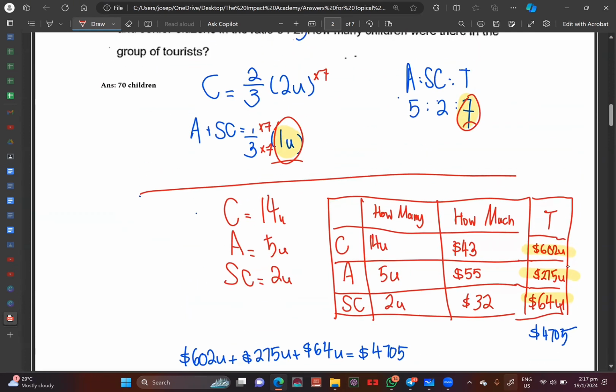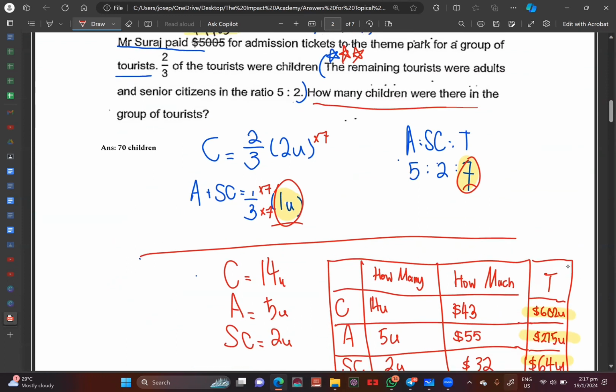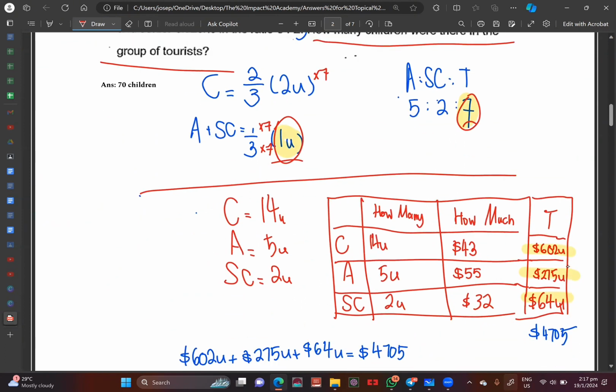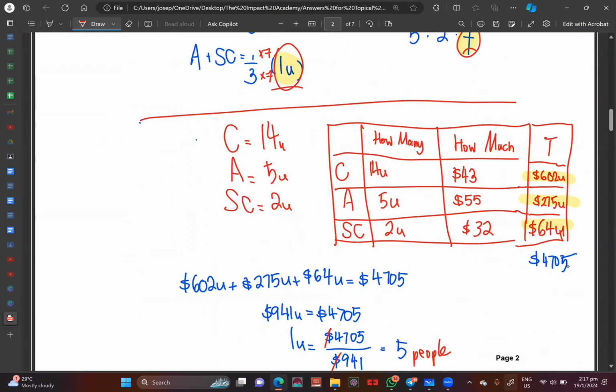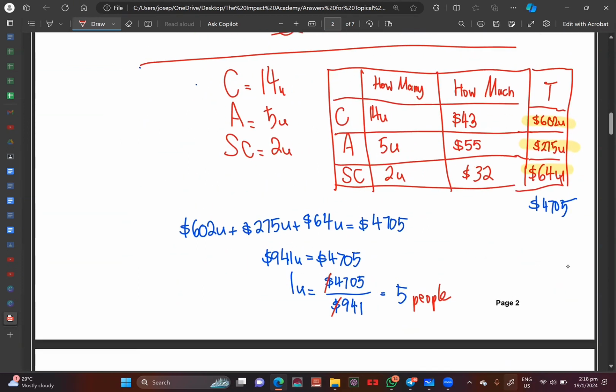Now then we read the question, okay? What does the question say? How many children were there in the group of tourists? Very good. So that's the reason why, because they want us to find children only, right? So we basically say 5 times 14. Very good. You understand or don't understand? So that's the reason why over here your answer has to be 70 children, and this is your answer for this question.